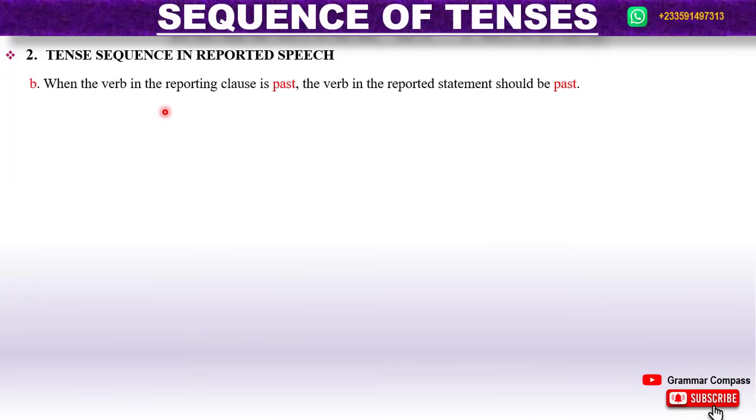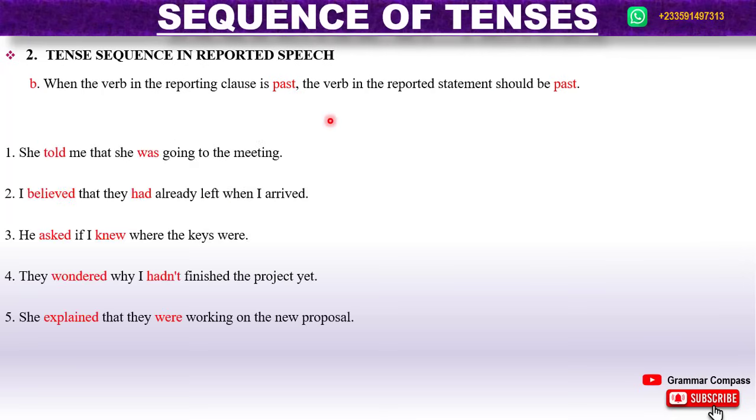The second rule: when the verb in the reporting clause is past, then the verb in the reported statement should also be in the past. For example, she told me that she was going to the meeting, not she told me that she is going to the meeting. This is because the verb in the reporting clause is in the simple past form. Therefore, the verb in the reported statement should also be in the past tense.